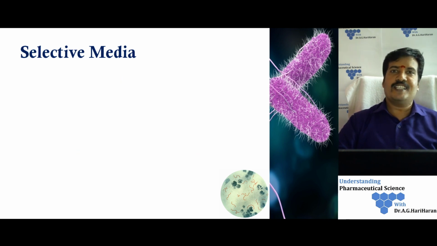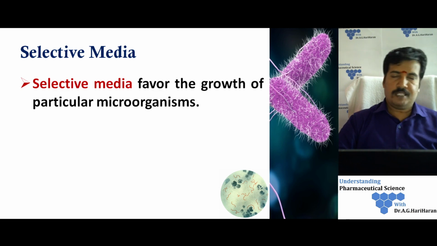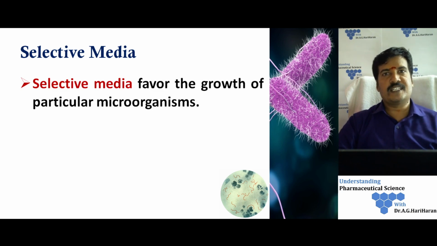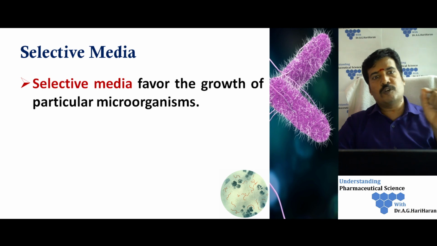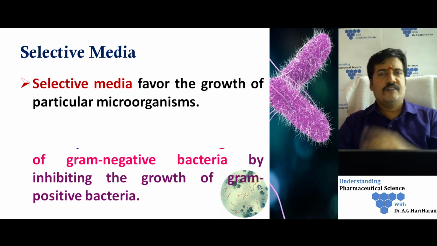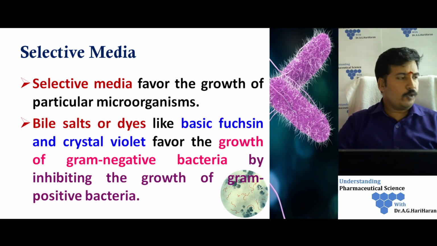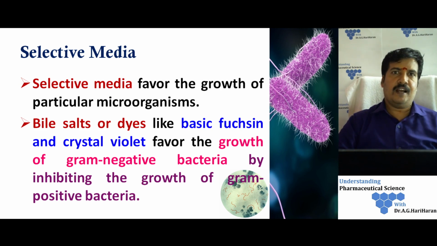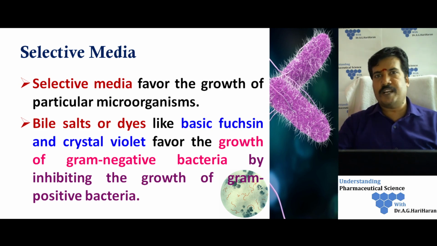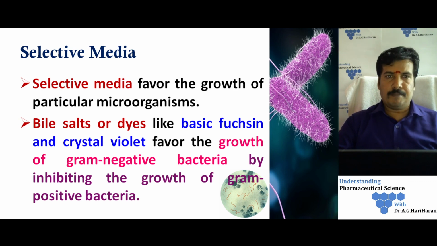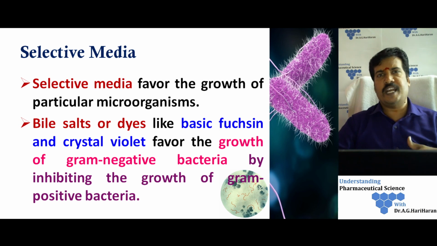So the last one is the selective media. The name itself says the selective media. That means it selectively favors the growth of a particular organism. For example, if we want to grow only the gram negative bacteria and we don't want the growth of gram positive bacteria, to that media we can add certain dyes or bile salts like methylene blue or crystal violet or basic fuchsin. If you add into the media, it will inhibit the growth of the gram positive bacteria, but it favors the growth of the gram negative bacteria. Thereby we can do the identification.